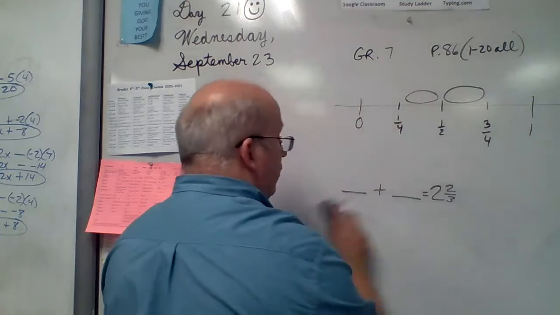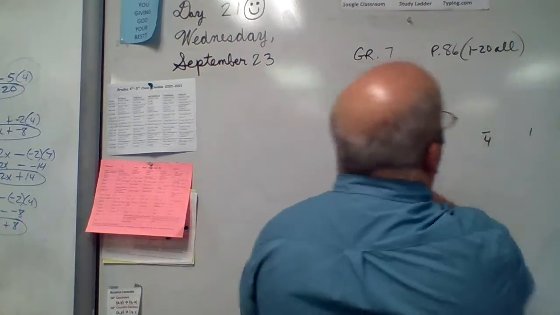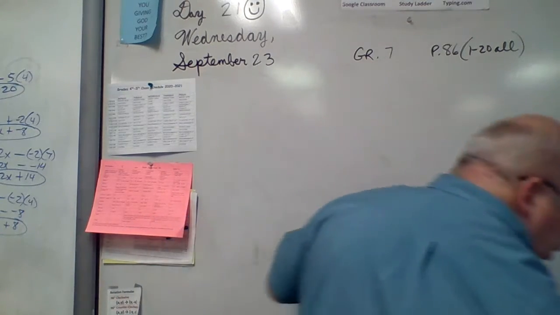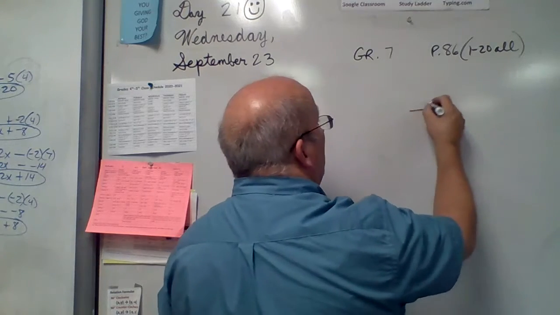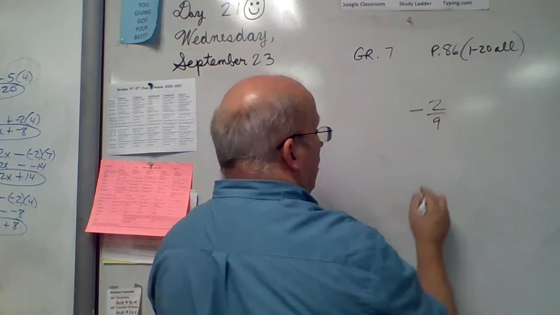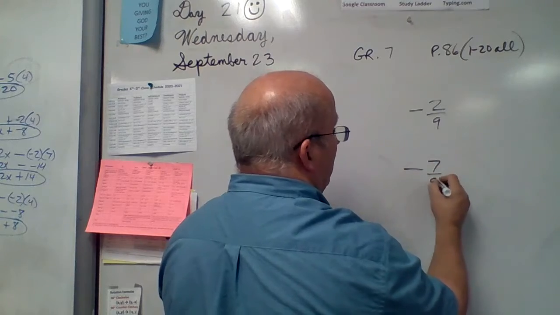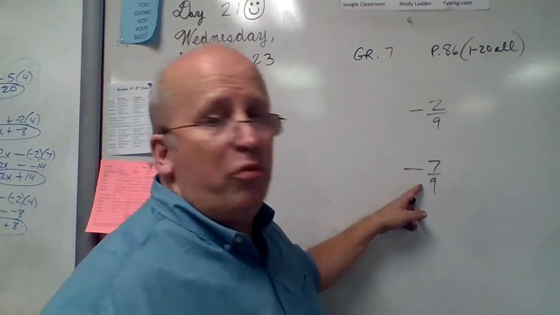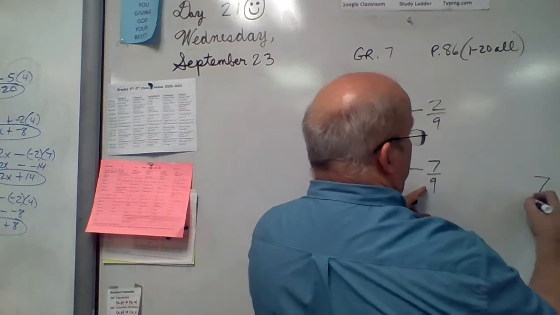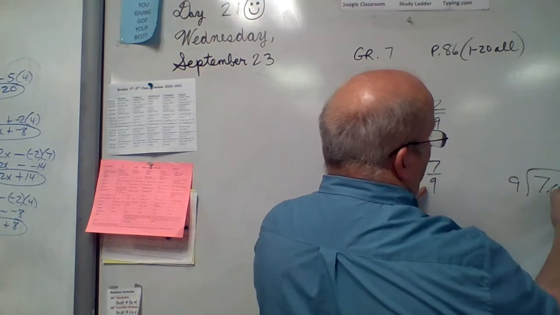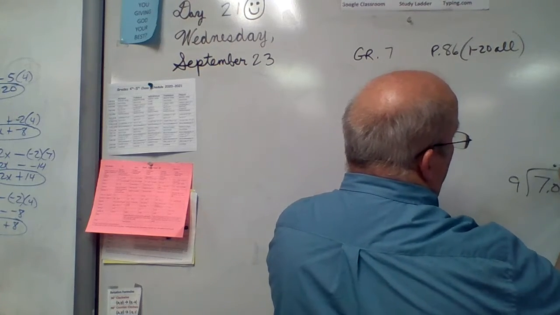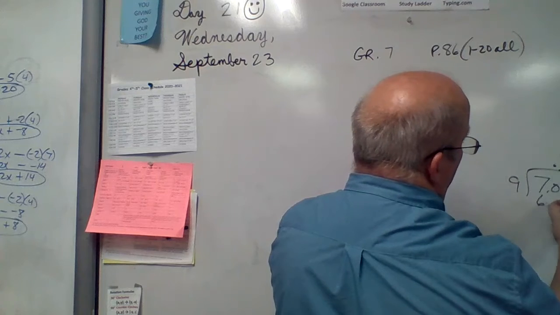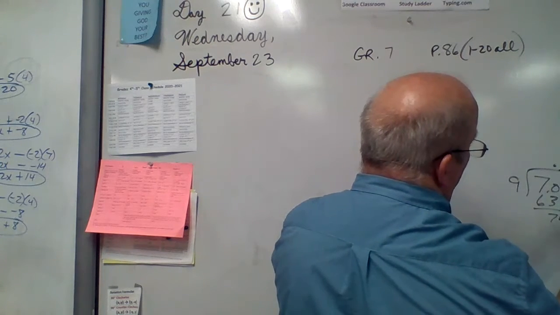Okay. How about number 4 rather. Number 4. They want us to write -2/9 as a decimal. I'm not going to do that one, but I will do this one, -7/9. How do I turn that into a decimal? Well, long division. 9 divided by 7. Maybe, though, you remember the trick for this, but I'm just going to do the work.